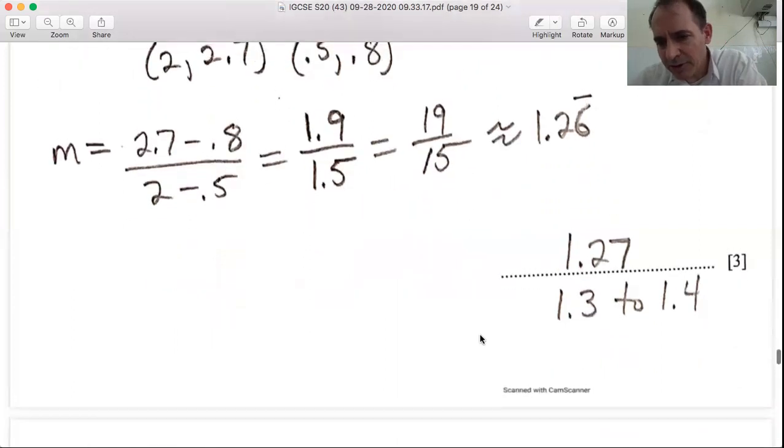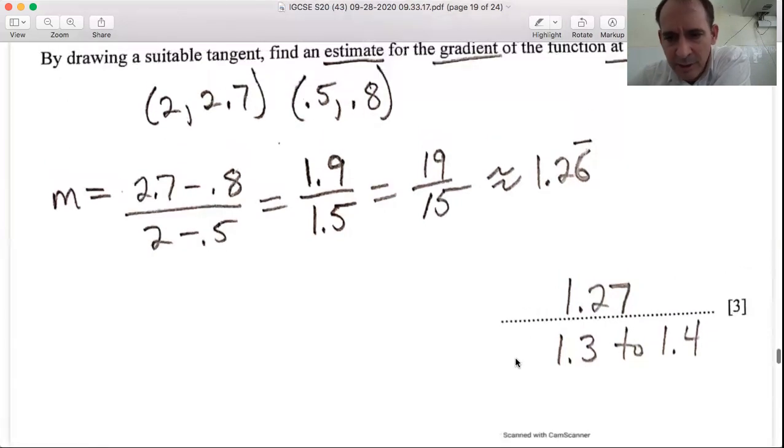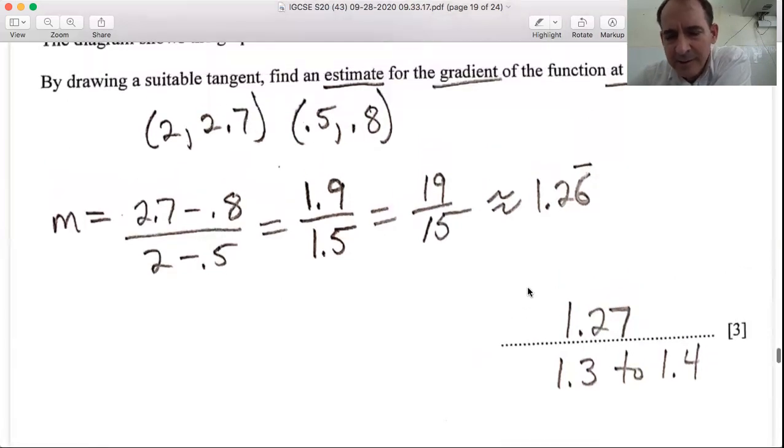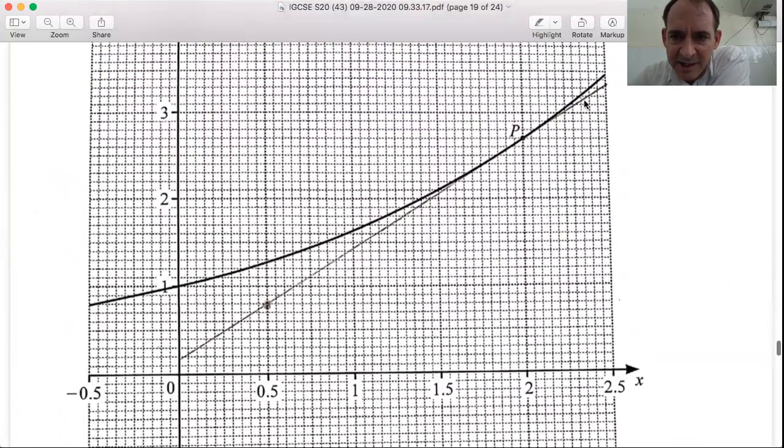1.27. Now notice the window is very tight. The window of acceptable answers is 1.3 to 1.4. So notice I missed it just by a little bit, by 3/100ths. Cambridge would probably take off 1 point for this because I missed the window. I left it here just so that you could see that drawing a tangent isn't always easy.